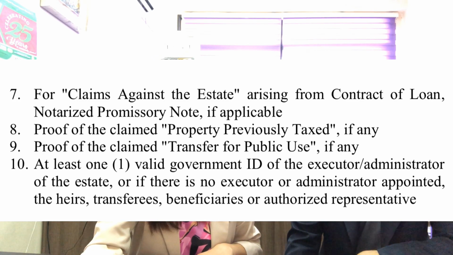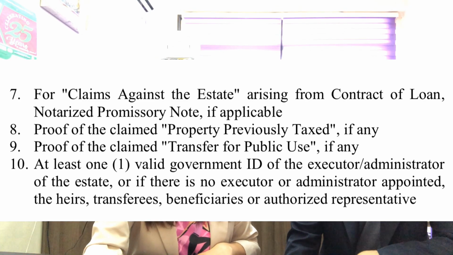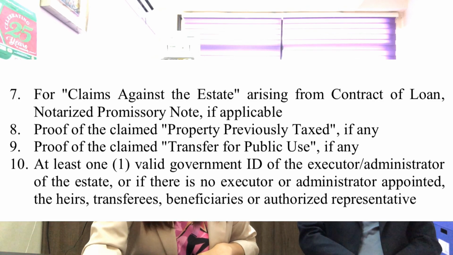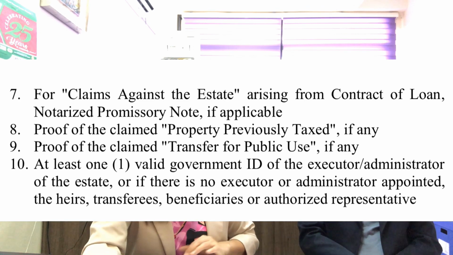Number 10 is at least one valid government ID of the executor or administrator of the estate, or if there is no executor or administrator appointed, the heirs, transferees, beneficiaries, or authorized representative. So those are the mandatory requirements.